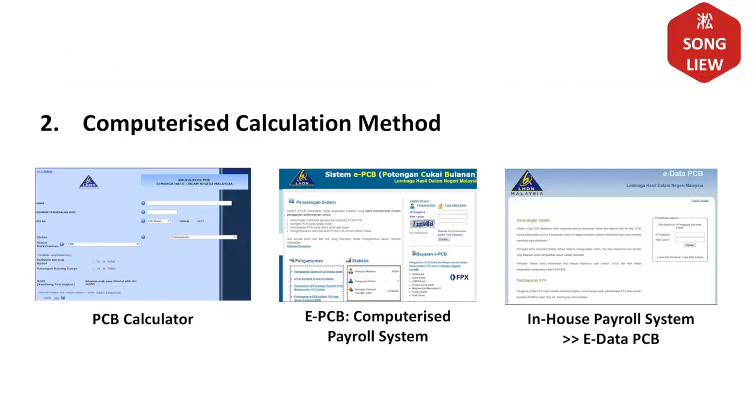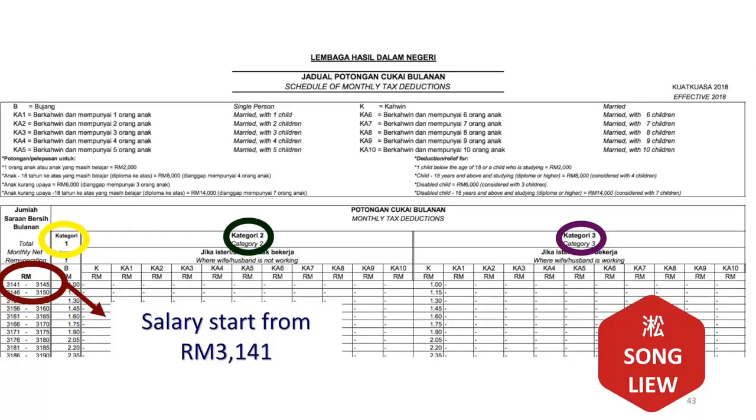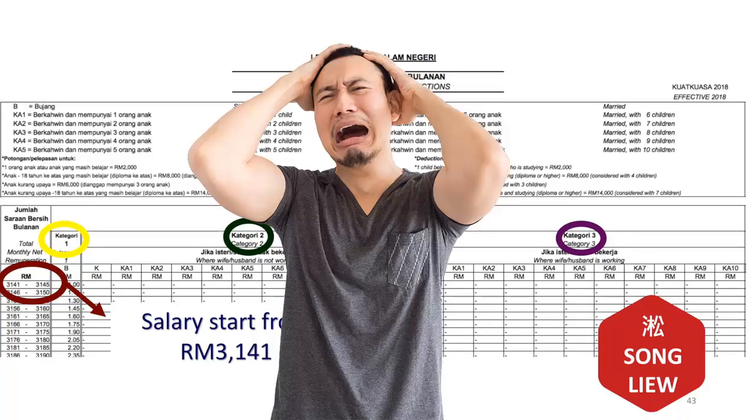The third method is using the PCB table, provided this PCB table is out, because you just basically take the figure and plug it in. So it's quite simple. But there's one thing not good about the PCB table: the tax that they impose on the PCB table is always higher than the PCB calculator. So if you use the table, please take note you are paying more tax.